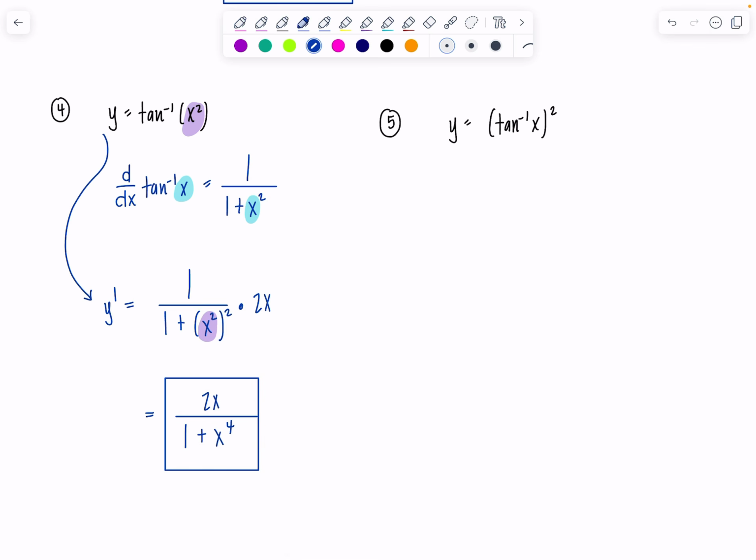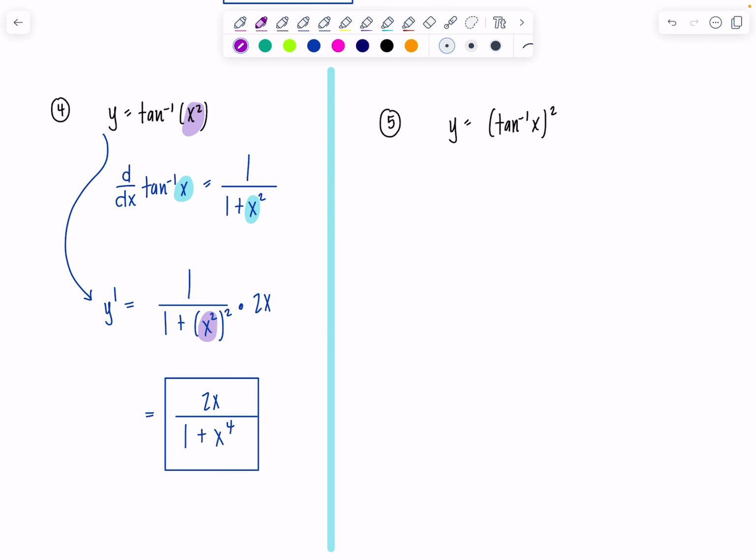Very nice. Now look at what's different here. Number 5, we have y equals tan inverse of x, all of that being squared. So we're going to do the chain rule again, but remember, you start on the outside and work your way in.